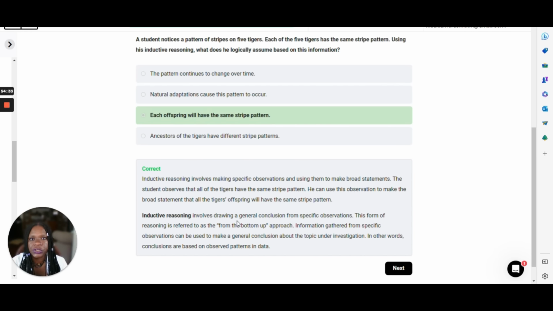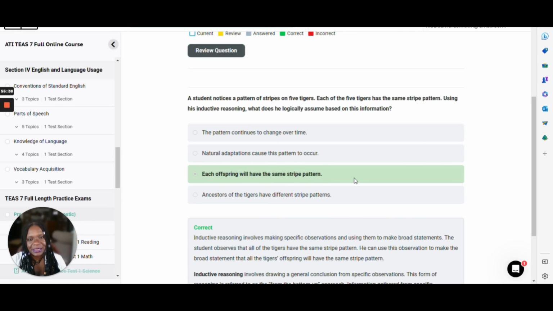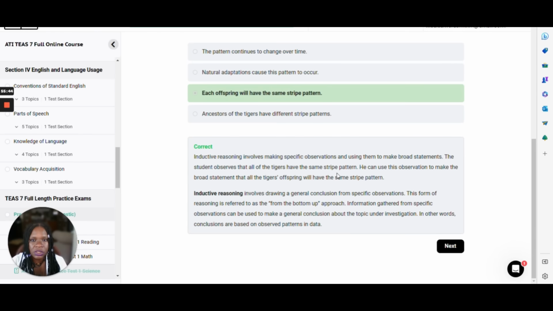So, inductive reasoning, because that's your keyword in this question, involves drawing a general conclusion from specific observation, making a general statement. So this is referred to as a bottom-up approach, where information is gathered from specific observations that can then be used to make a general conclusion about the topic under investigation. In other words, you guys, the conclusions are based on observed patterns in data. So basically, this question already tells us that this is coming off of him making a general observation, okay? So you guys, let's move on to our next question, question number 27.